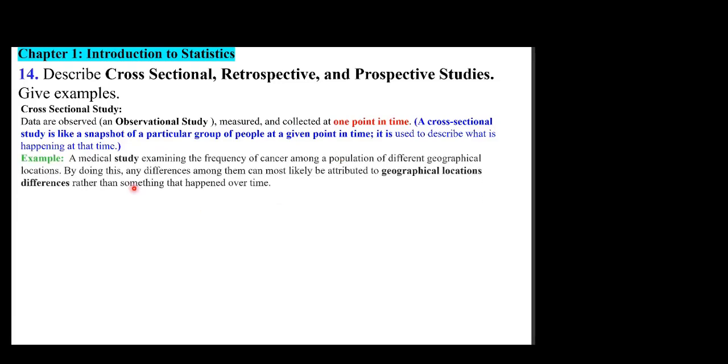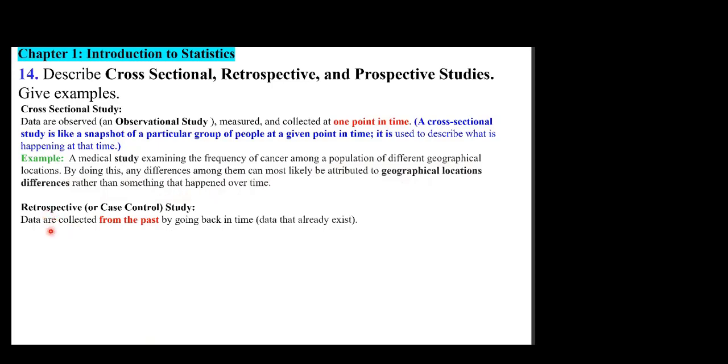As an example, a medical study examining the frequency of cancer among populations of different geographical locations. By doing this, any differences among them can most likely be attributed to geographical location differences rather than something that happened over time.